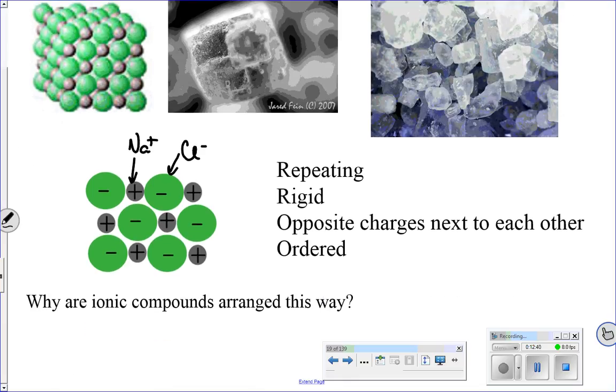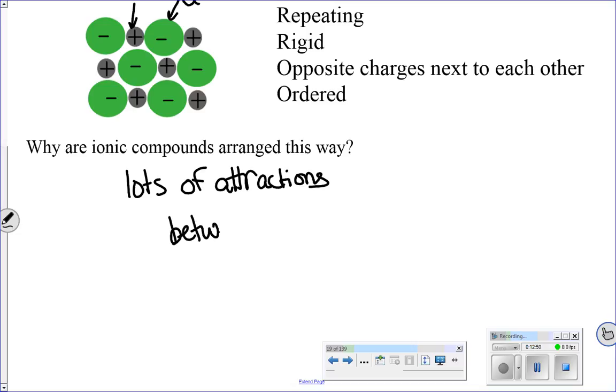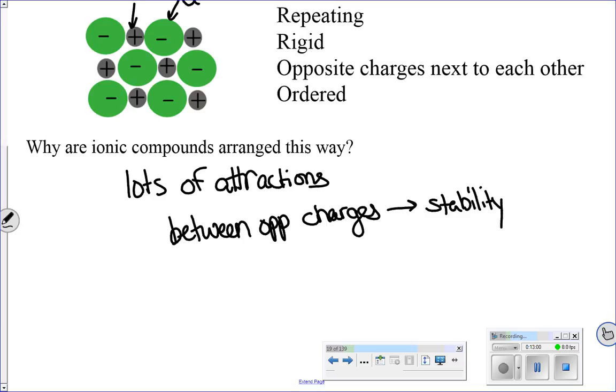And this arrangement works really, really well because there are lots of attractions between opposite charges. And that leads to stability. Also predicts the general properties that these compounds are going to have.